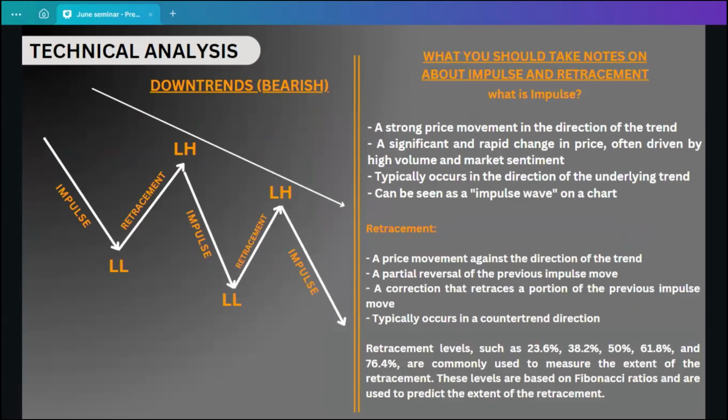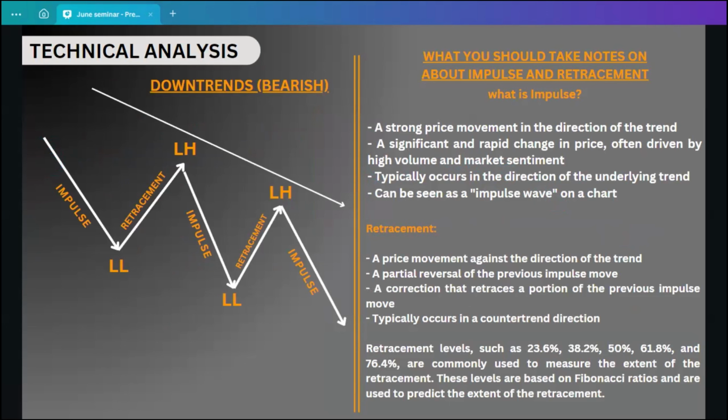That high volume and sentiment is what makes it a strong price movement. An impulse typically occurs in the direction of the underlying trend. You always see a very strong impulsive move in that direction, because that is where the most bidding is. That's where the high volume is.